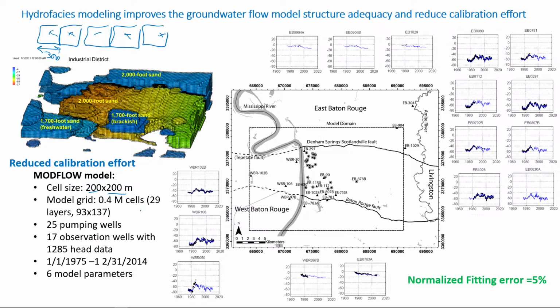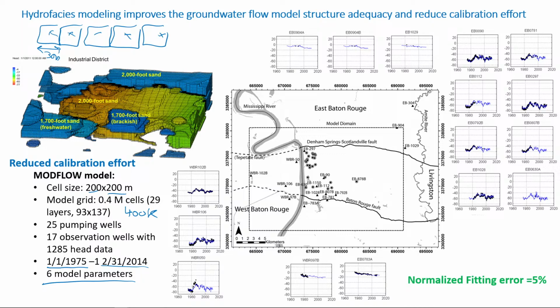So here we have 400,000 cells. And then these are some pumping wells. We have 17 observation wells, so we have 17 observation points where we are observing the data that the model is simulating. The calibration period is from 1975 to 2014, and we have 6 model parameters.